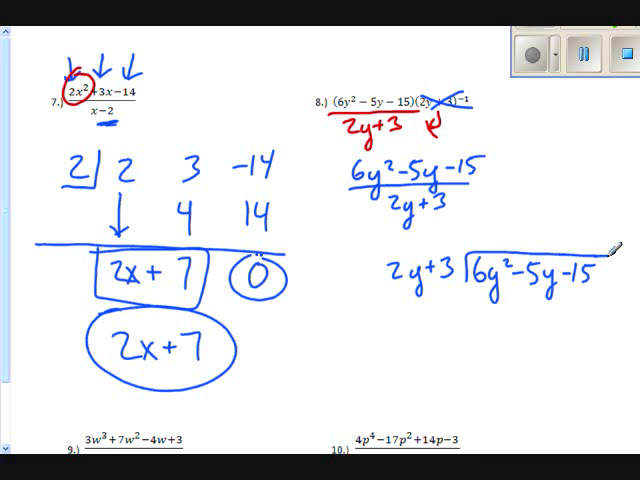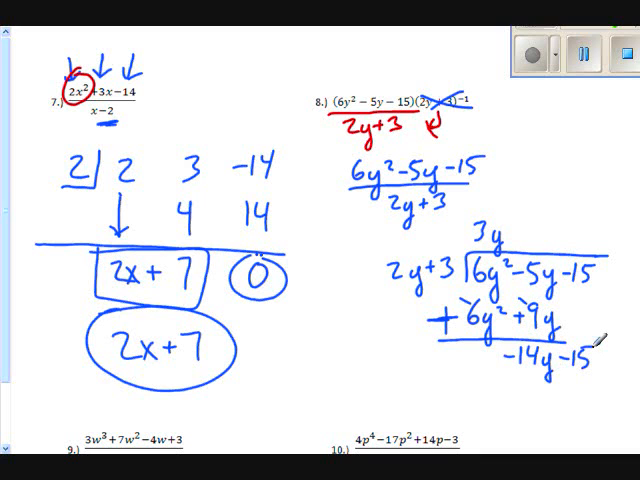2y times what will give me the 6y squared? Well, that's going to be a 3y. So now I multiply. 3y times the 2y is a 6y squared. 3y times 3 is a plus 9y. And now I'm subtracting, which is, remember, the same as adding the opposite. So let's see, that's going to leave me with a negative 14y.